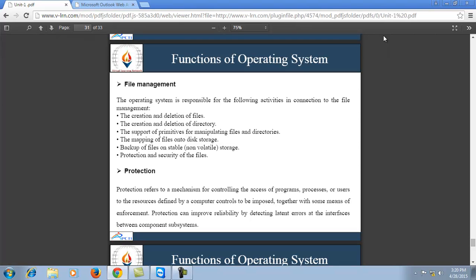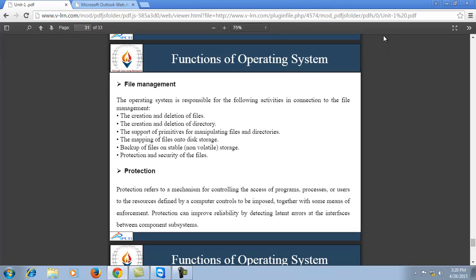Next is protection and security of the files. To provide protection or security, we can apply a lock on a particular drive, or we can apply BitLocker on particular files in Microsoft operating systems. It will provide us a kind of protection or security on particular files.